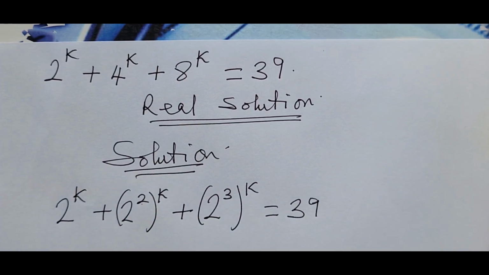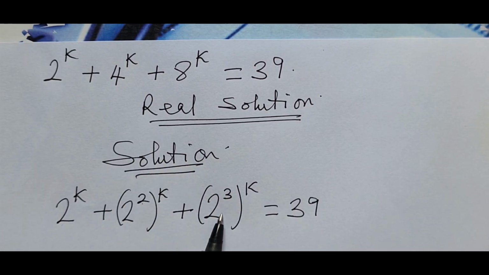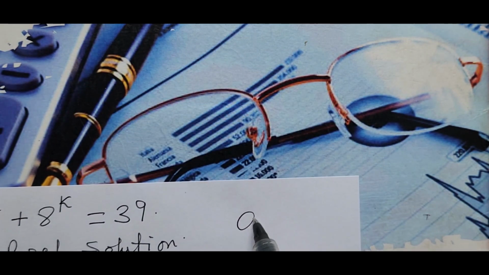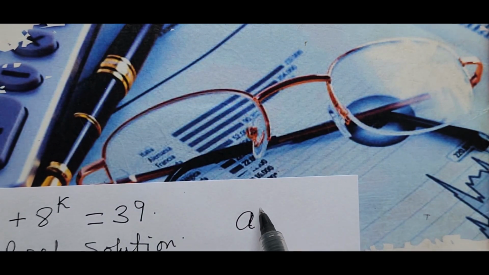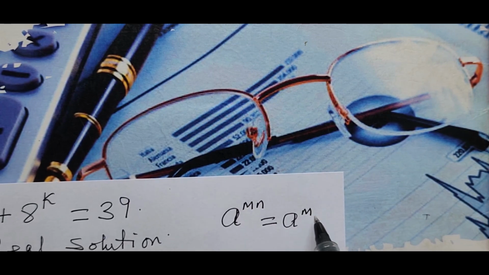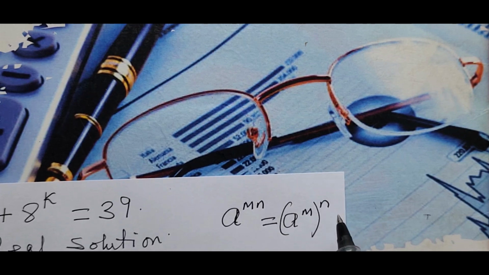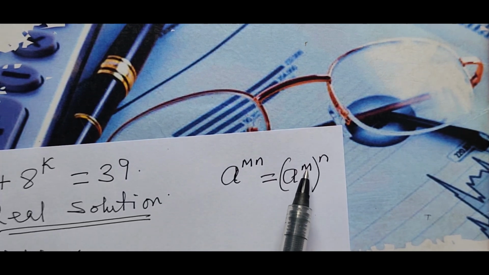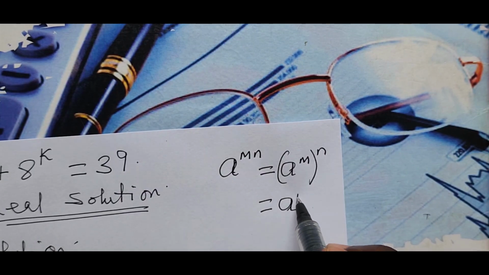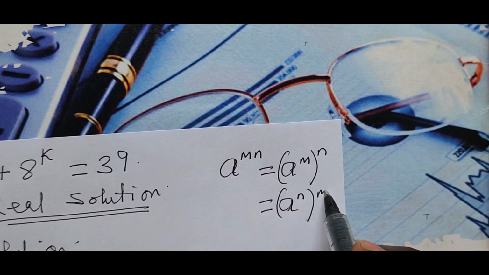And so what we do here, we are having 2 to the power of k. We think of bringing out 2 to the power of k here. We also think of bringing out 2 to the power of k here. So we apply a law which says that a to the power of m times n is equal to a to the power of m, then bracket n. And we can in turn bring this in and take this out. And so we can equally have this to be a to the power of n, bracket m.